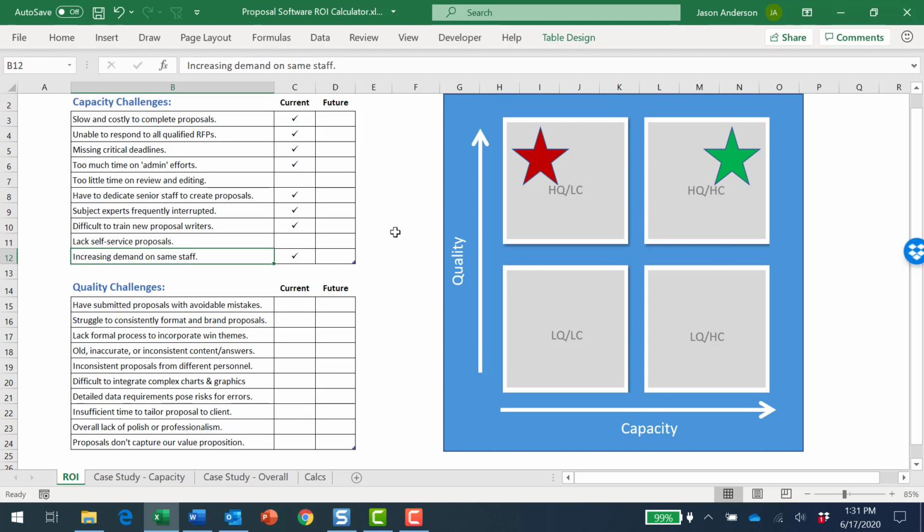You can see what's happening here in my little Excel spreadsheet: as I start to quantify these capacity challenges, my capacity score has gone from what it could have been, very good at one point, to something much less attractive. Likewise, from a quality perspective, when we're doing that analysis, did we find a bunch of avoidable mistakes?